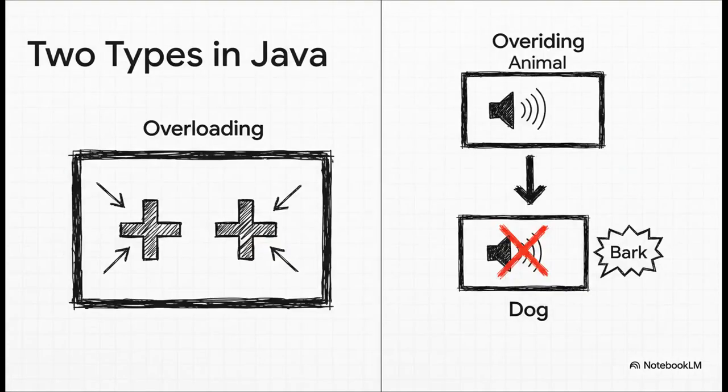So in Java, there are two main flavors of polymorphism. First, you have overloading. This is when methods in the same class have the same name, but they take different inputs or parameters. The other one is overriding, which is what we were just talking about with the animals. That's when a child class takes a method it got from its parent and provides its own unique version of it. So the dog class overrides the general make sound method from the animal class.